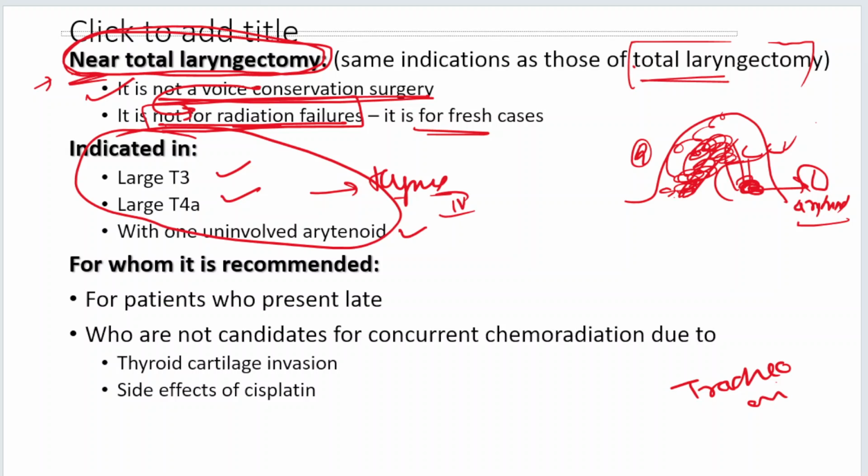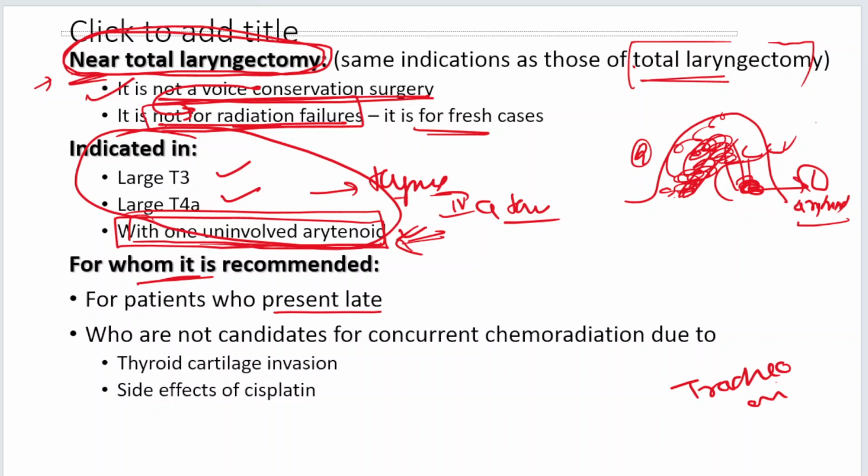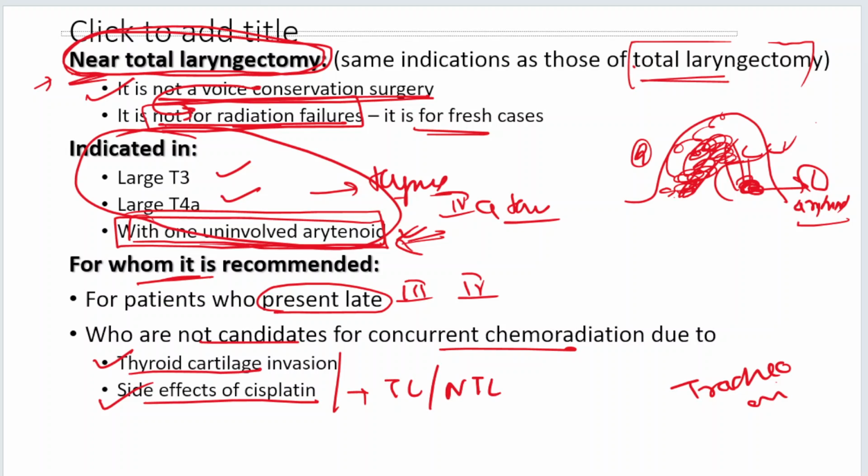Okay, stage 4A with thyroid cartilage invasion. But there is one caveat to this: one uninvolved arytenoid. Luckily in this patient, unluckily for the students, one arytenoid is not involved by the tumor. Such patients you can take up for near total laryngectomy. For whom is it recommended? For patients who present late, obviously. Stage 3, stage 4 means late, who are not candidates for concurrent chemoradiation because of thyroid cartilage invasion and side effects of cisplatin. The patient having thyroid cartilage invasion cannot tolerate cisplatin, you take it up for total laryngectomy or near total laryngectomy.